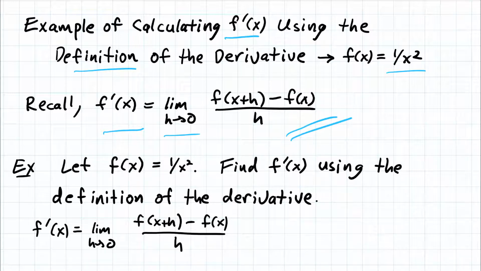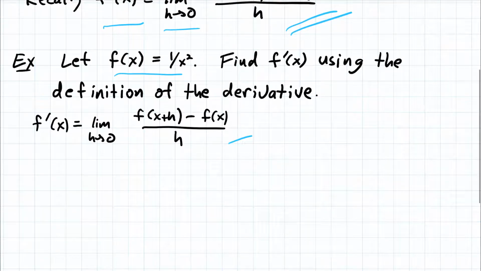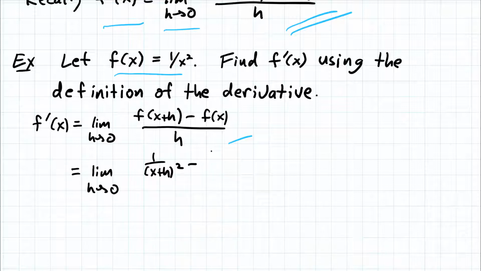All right, let's start in on the example. Remember, the function we're looking at is 1 over x squared. And the definition of f prime is this limit as h goes to 0 here. So we just have to plug in our function here. The function is 1 over x squared. So we get the limit as h goes to 0 of 1 over (x plus h) squared minus 1 over x squared, all over h. Don't forget the parentheses here. They're important because the square has to hit everything inside the parentheses.